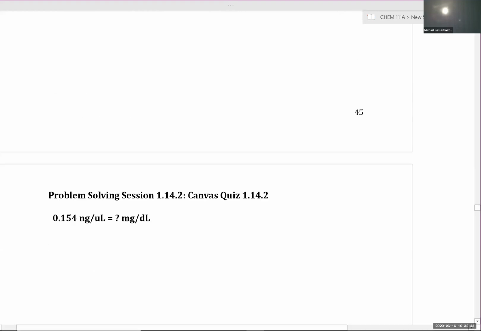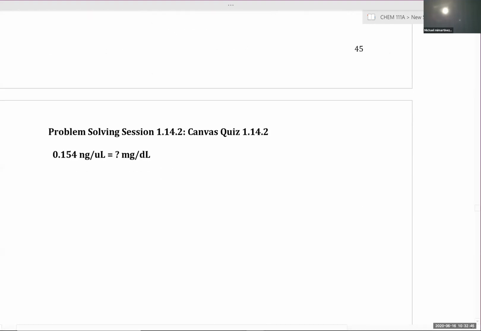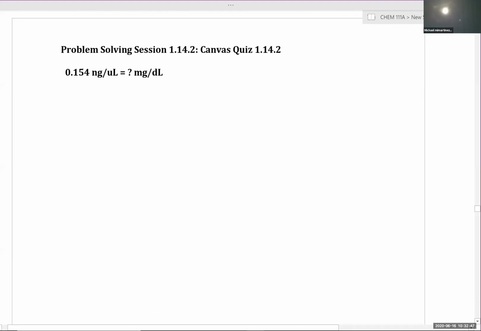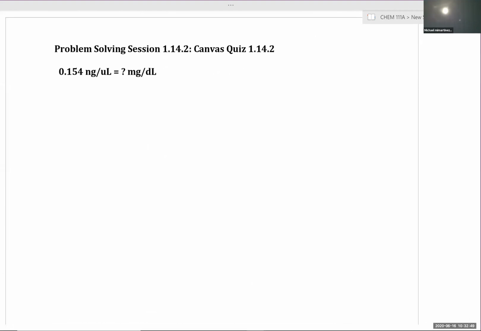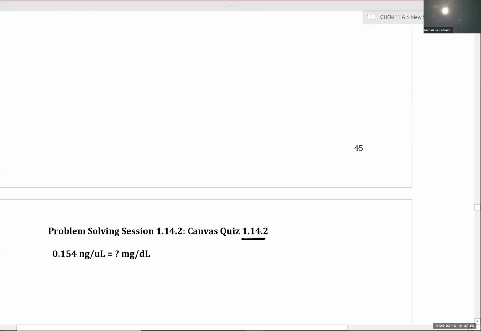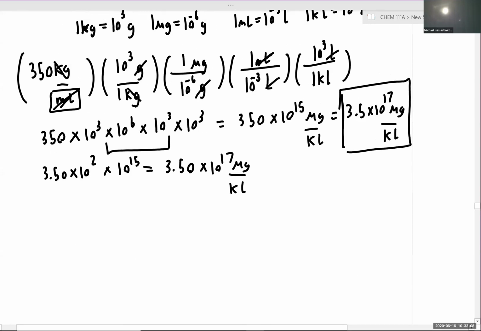So what I'd like you now to do is to attempt the following unit conversion. So this will be found in Canvas quiz 1.14-2. And I recommend using the assignments tab to access this Canvas quiz. I'm seeing a few questions in the chat, so let me address that.